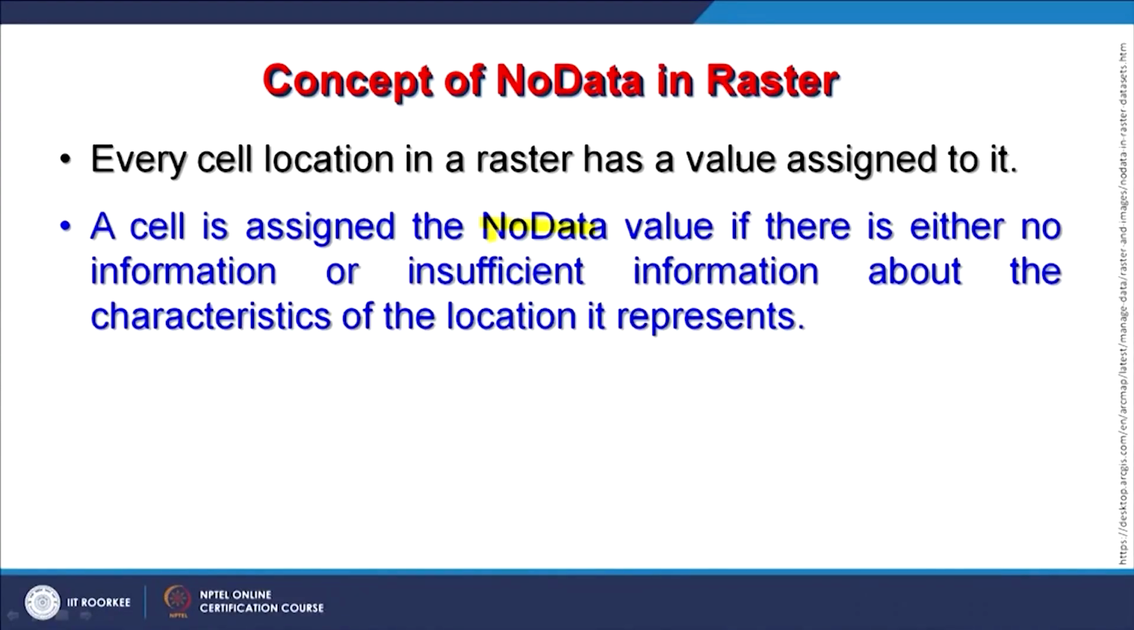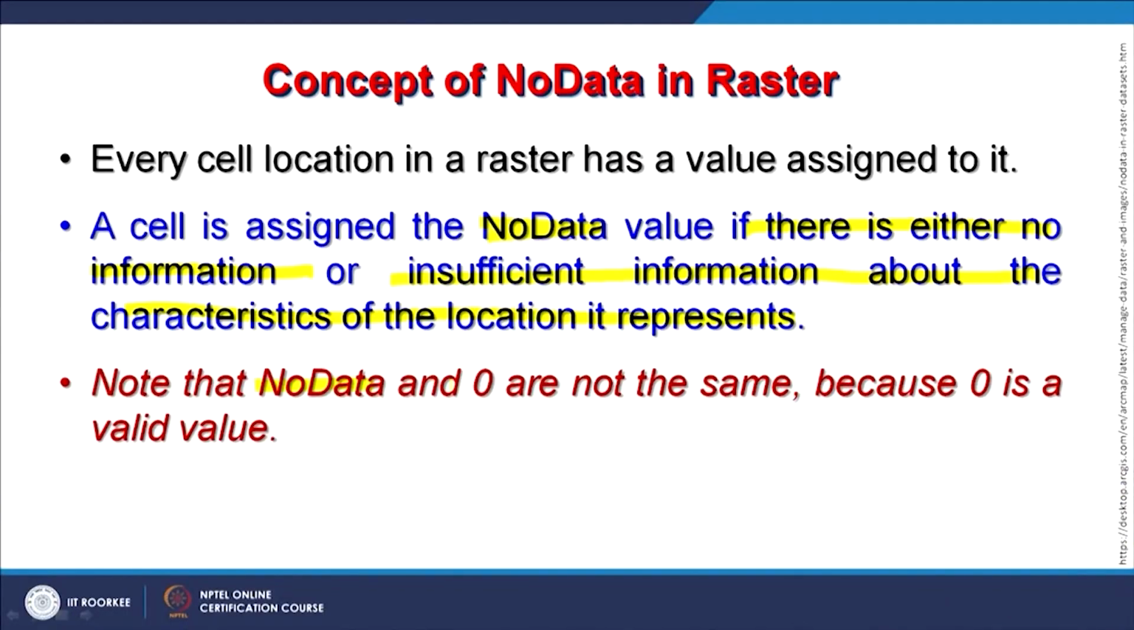Keeping this in mind, the NoData value is assigned if there is either no information or insufficient information about the characteristics of the location it represents. And that is what the outside is, because inside we need to have information, but outside, until it gets the overall shape of a square or rectangle. We will see further details also with examples.